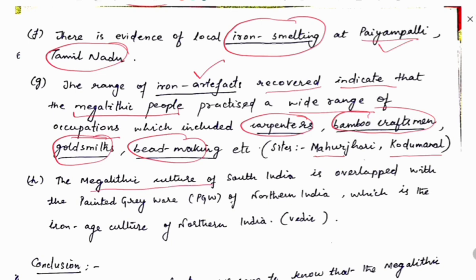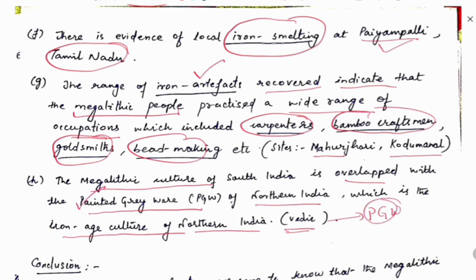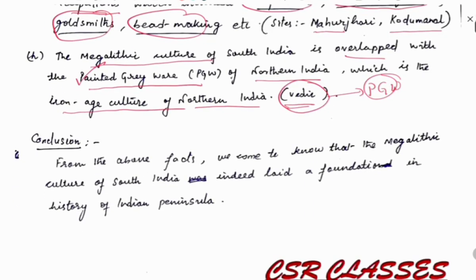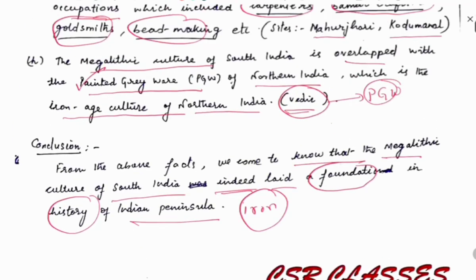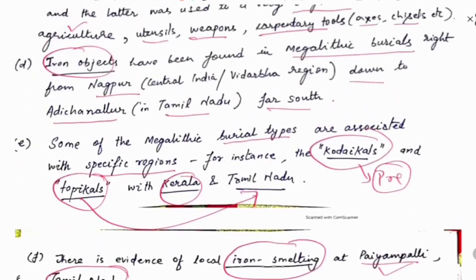The megalithic culture of South India overlapped with the painted grey ware, PGW, of Northern India, which is the Iron Age culture of North India, that is Vedic. In Vedic, we have the PGW culture, that is painted grey ware culture, which we studied in our Vedic static part. Now, in conclusion, from the above facts, we come to know that the megalithic culture of South India indeed laid a foundation in the history of the Indian peninsula when it comes to iron. So that's how you have to write this answer with proper facts.